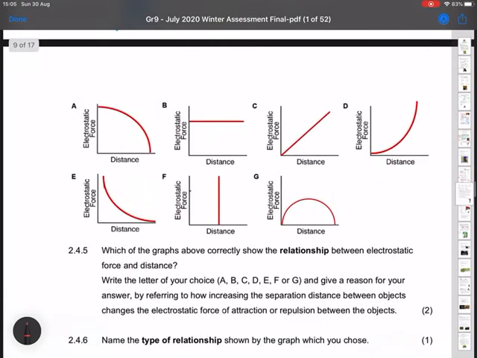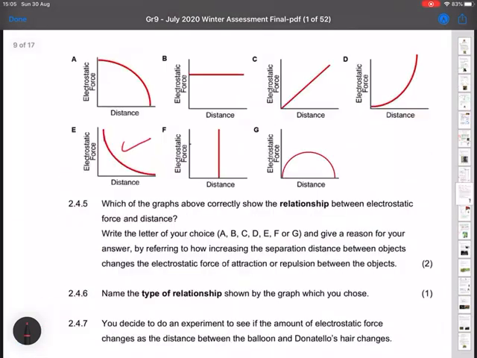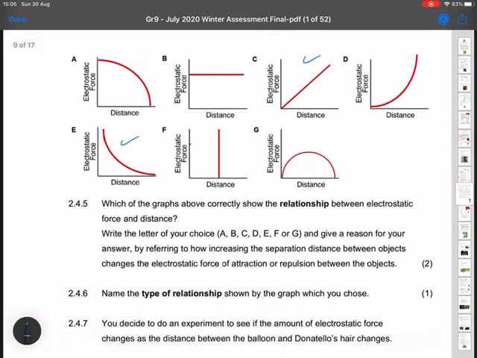2.4.5. Which of the graphs above correctly show the relationship between electrostatic force and distance? So, first of all, have you ever seen any of these? You should have seen this one, and you should have seen a graph that looks like this when we're discussing the relationship between two quantities. So you should have seen E and you should have seen C before. In science, you haven't ever seen a graph like this yet, or like that yet. The other two maybe, but not E and C represent the types of proportion that you should be familiar with.